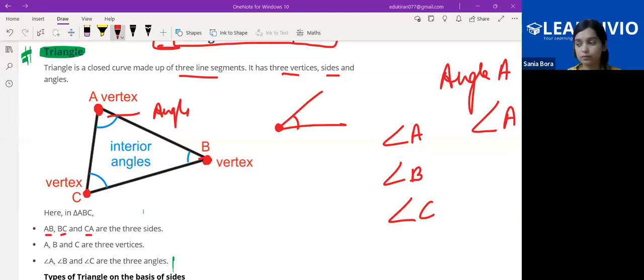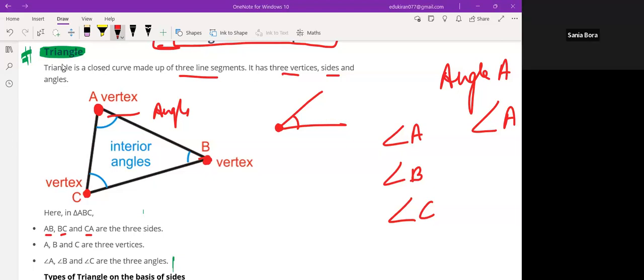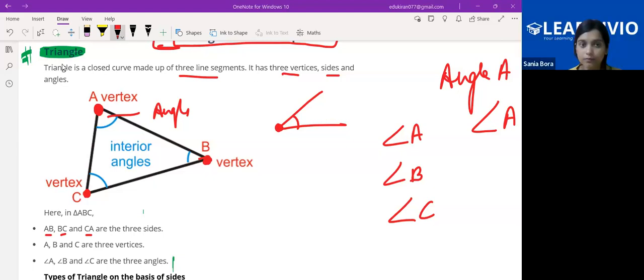Ma'am, what is the vertex? Vertex is basically the corners. Okay, ma'am. Ma'am, I have a doubt. In a triangle, will it be called by one of its vertices, or should it be called by all of its vertices, like triangle ABC? All the vertices you will include. Okay, ma'am.